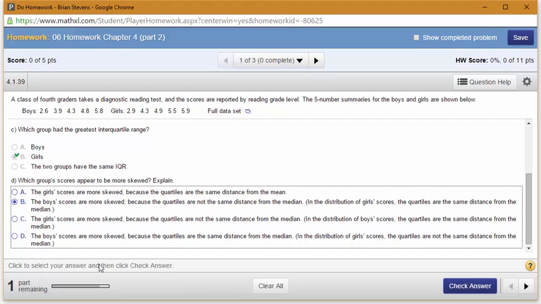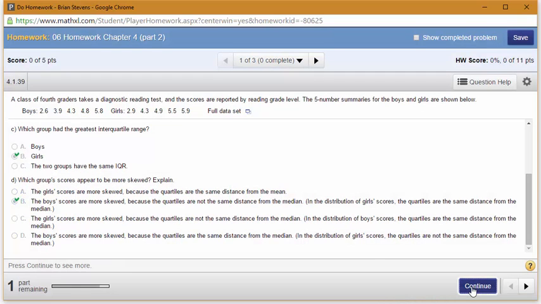And it's because the quartiles are not the same distance from the median, and I don't like this question, but if we're talking about skew and we only have this data set, we need to look at how far out the quartiles are from each other, and it looks like the boys are a little bit more spread out. Fantastic.